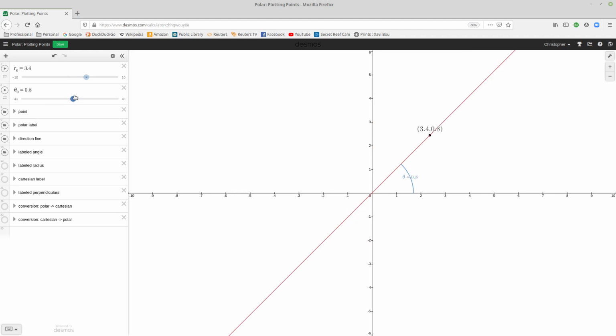Now once we have our direction established with theta, we use r to represent how far we're going to travel. So let's get rid of the entire line and just reflect the distance we're going to be going from the origin. And so that's what the r value is.